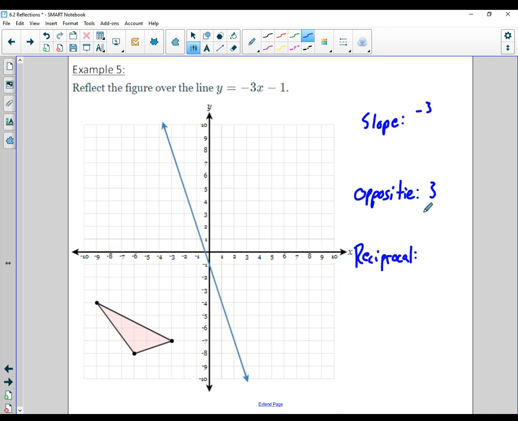Well, remember I said the reciprocal is flipping the fraction, but we don't have a fraction here. But it's a good thing that we can make whole numbers like this a fraction if we want. And how do we do that? Remember, if we put it over 1, then we've made it a fraction. So the reciprocal of 3 is 1/3, right? I flip the fraction.